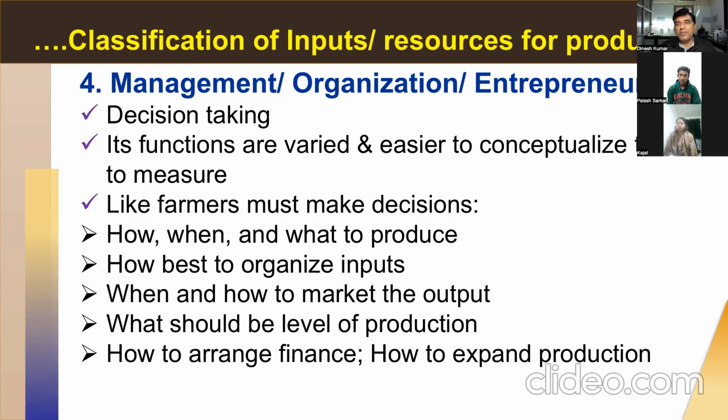How best to organize the inputs: first, how to arrange the inputs, what quantity of inputs should be arranged, and what is the priority in buying the inputs. All such decisions are made by this entrepreneur. Then, when and how to market the output. When production has happened, will he like to store it for a long time? Will he like to sell it immediately? Or should part of it be sold, and how much kept back?